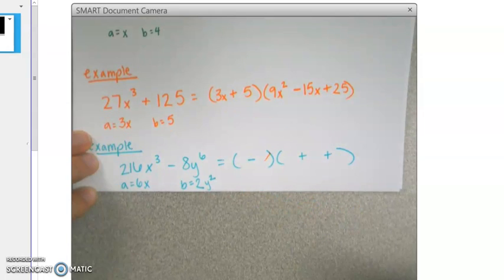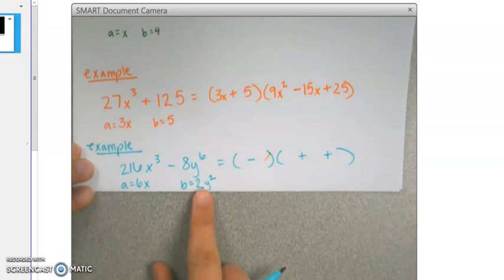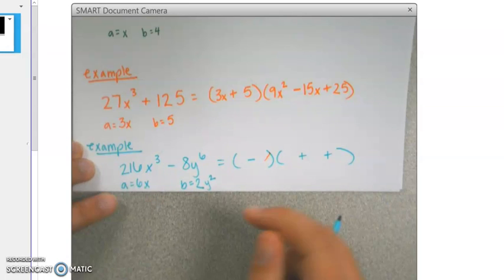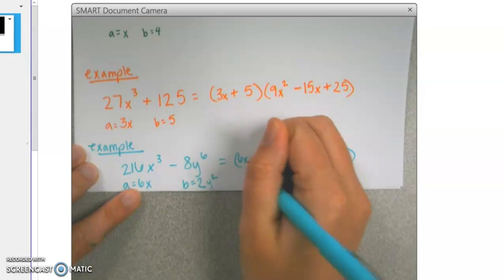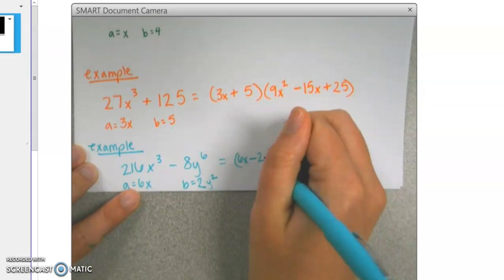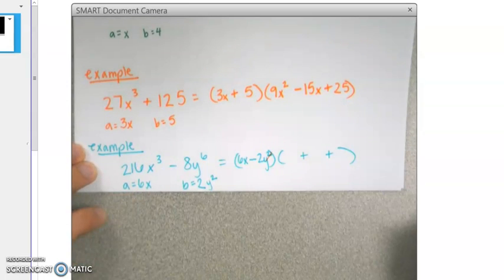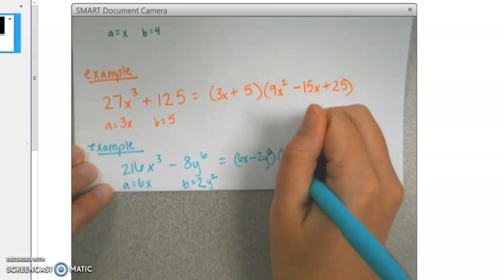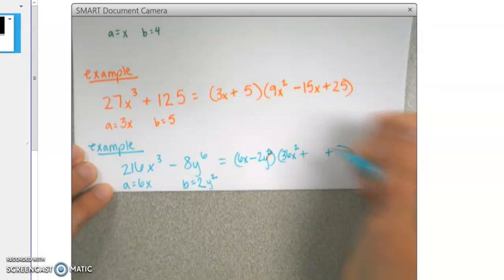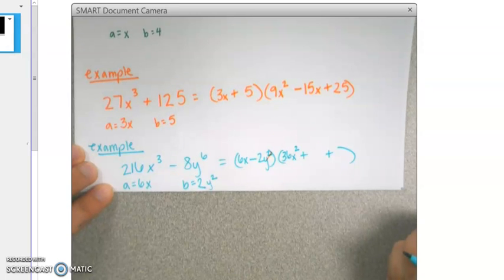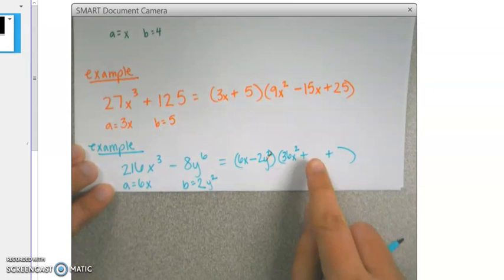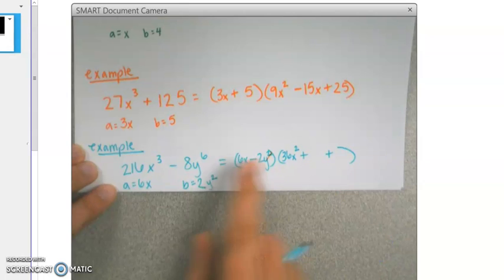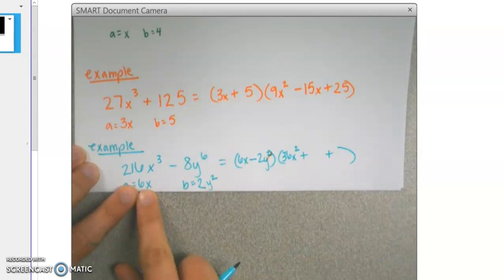So now we just got to fill in a and b just like our formula gave us. A goes here, 6x. B goes here, 2y squared. This first section is a squared. A is 6x. 6x times 6x is 36x squared. Feel free to use a calculator if you need it. This middle one is a times b. Be careful here because I have a lot going on.